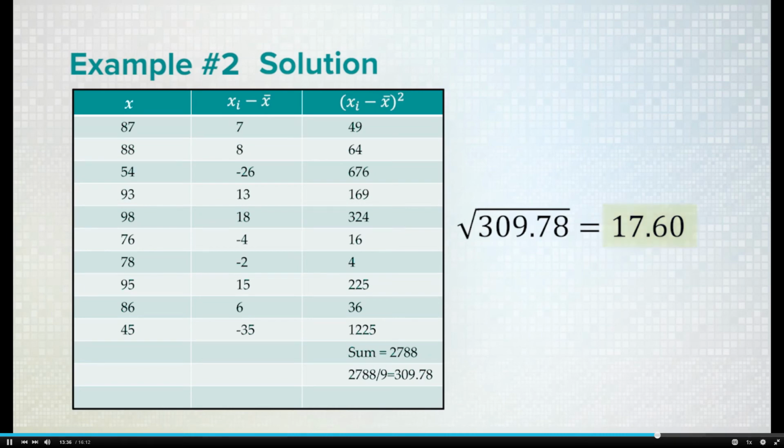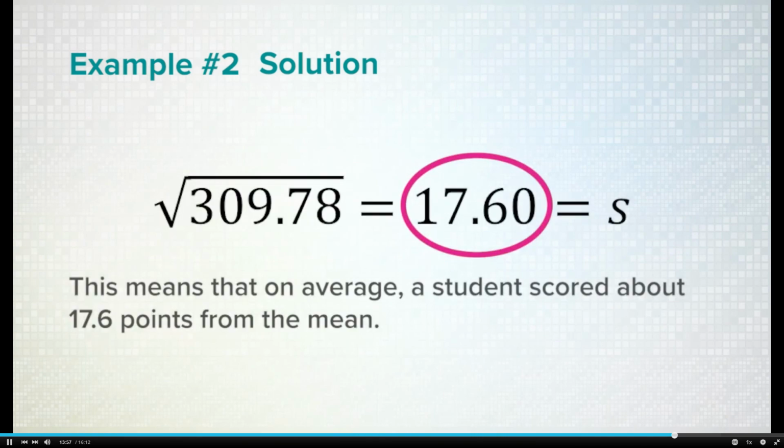You should also know what standard deviation represents. In other words, I want you to interpret the standard deviation. From the last example, we saw that the standard deviation was 17.6 for the English scores. Now, what does that really mean? Well, this means that on average, a student scored about 17.6 points away from the mean.